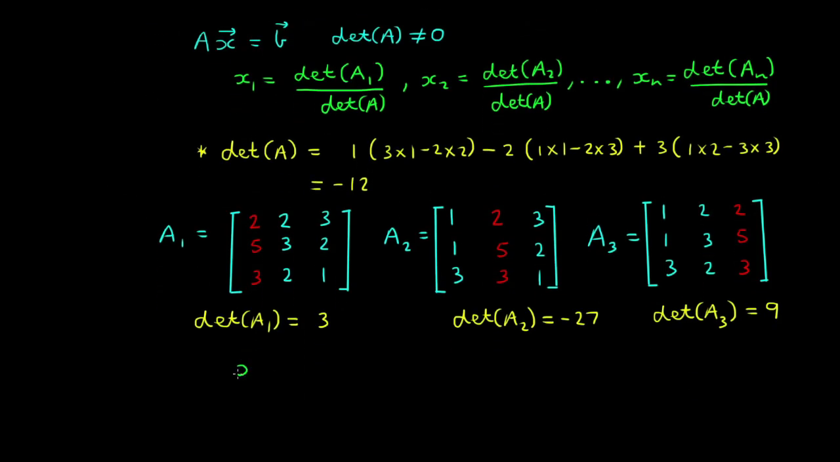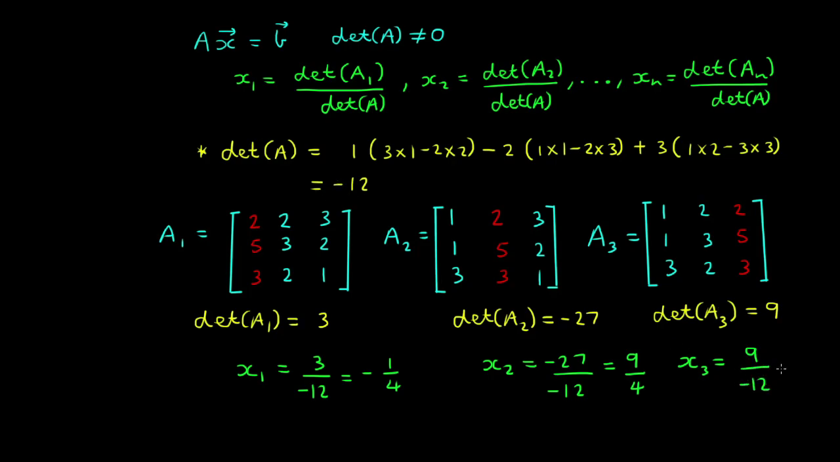And therefore x1 is the determinant of A1 on the determinant of A, which is minus a quarter, and x2 is the determinant of A2 on the determinant of A, so that would give 9 on 4, and x3 is 9 on the determinant of A, which gives minus 3/4.